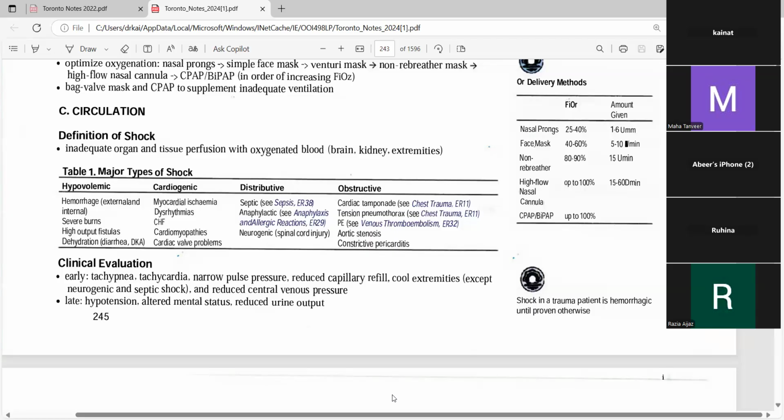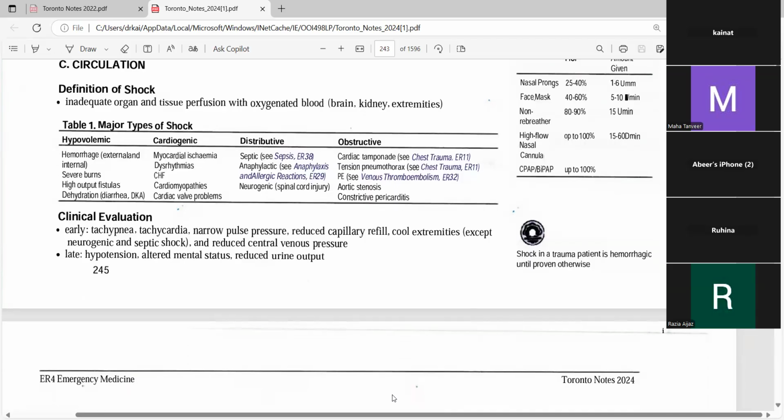Then nasal prongs, so you can see how much oxygen they got delivered from nasal prongs, face mask, and these ones. Then clinical evaluation, early and late. Early starting with tachypnea, tachycardia. So everything is high, high, high, and then slowly starts getting low. It means now it's getting late. So tachypnea, tachycardia, narrow pulse pressure, reduced capillary refill, cool extremities, and reduced central venous pressure.